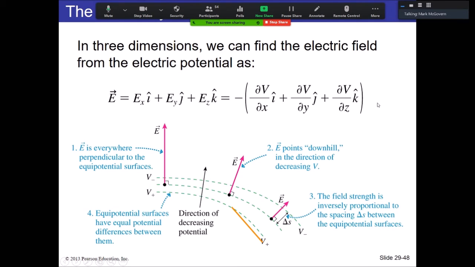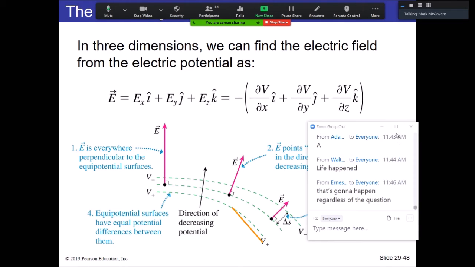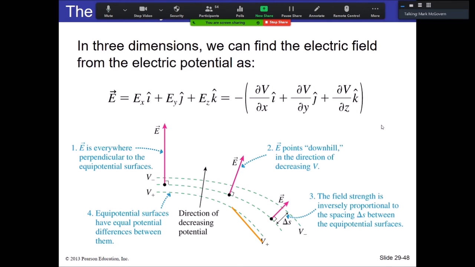In 3 dimensions, we got this thing here. Now, for those of you savvy enough that have taken some vector calculus, you might know what this is. This is your divergence. And it involves partial derivatives.